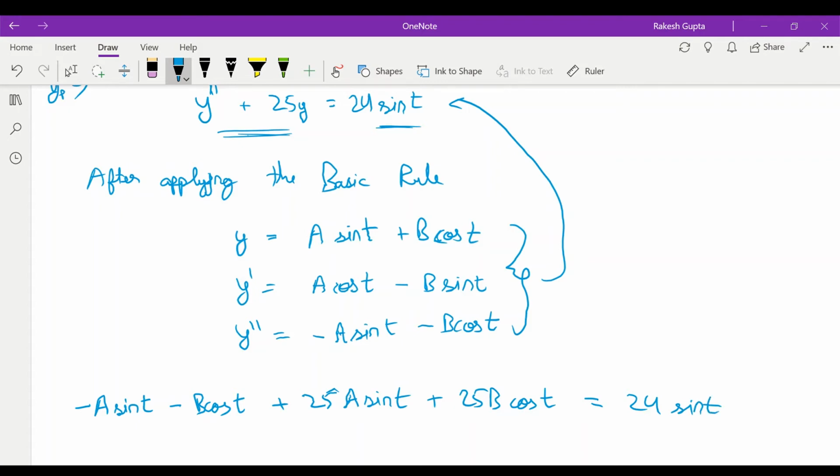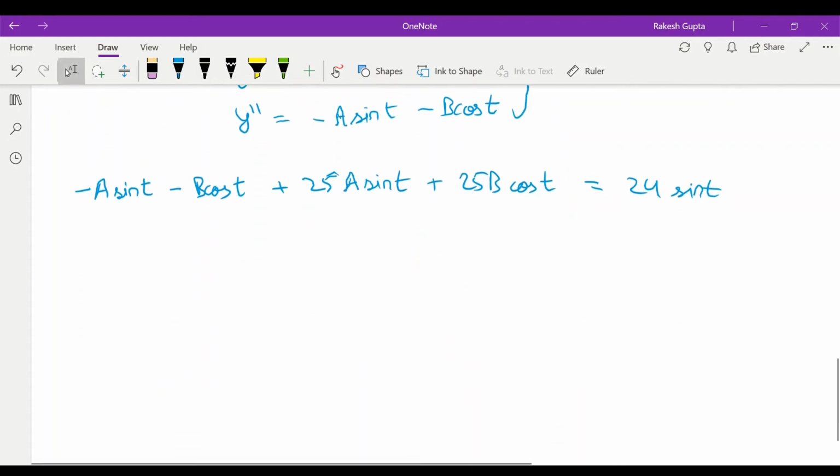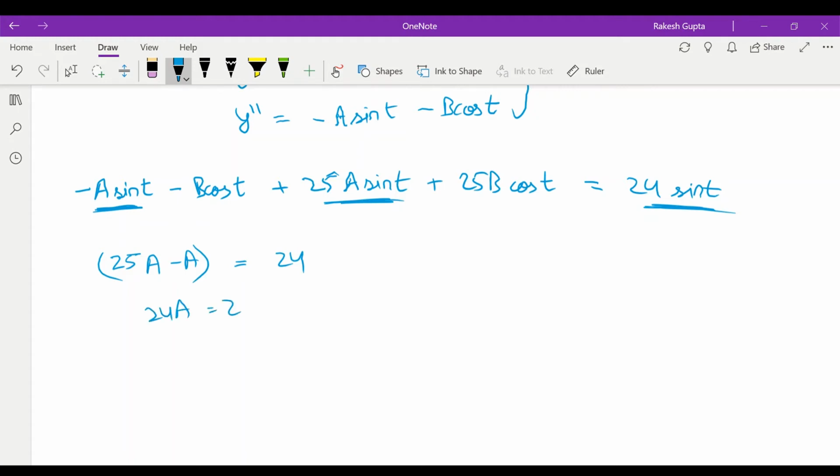Now we are going to compare the terms on the left hand side and the right hand side of this equation. So we compare the sine terms at first. There is this sine term, this, and this on the right hand side. So we basically have 25a minus a equal to 24. 24a is equal to 24. We have a is equal to 1.